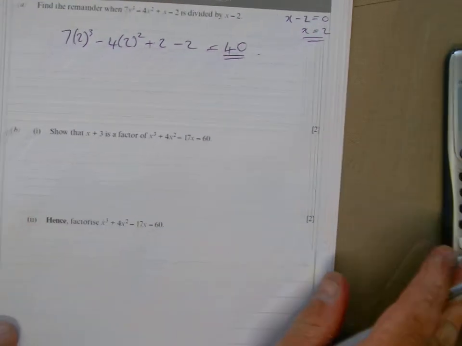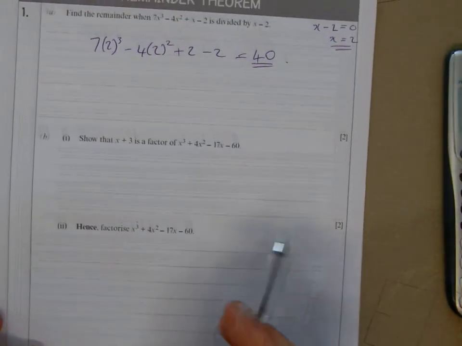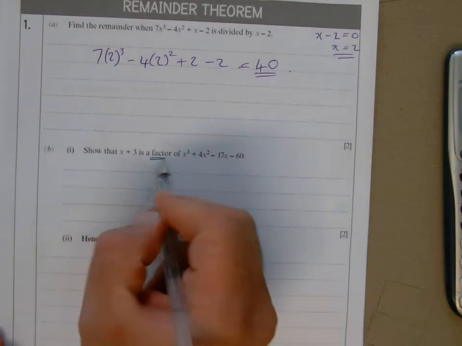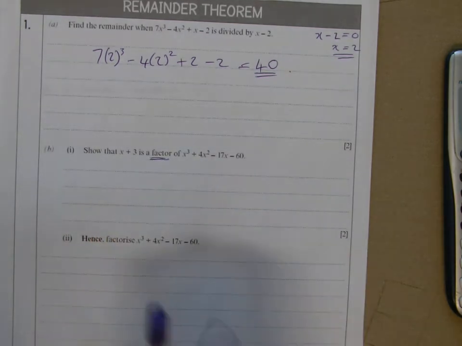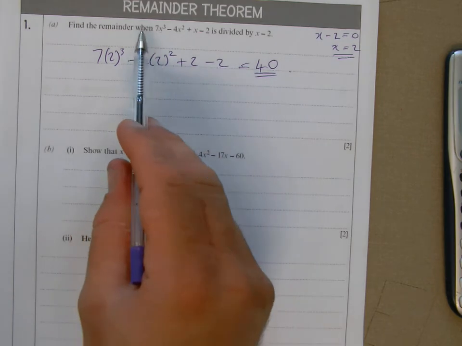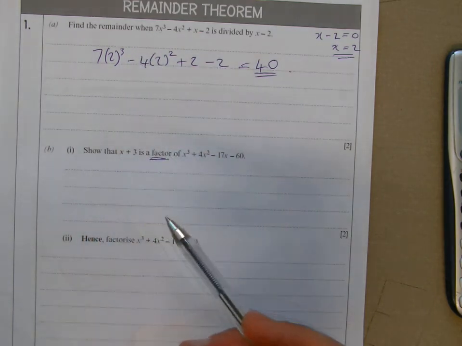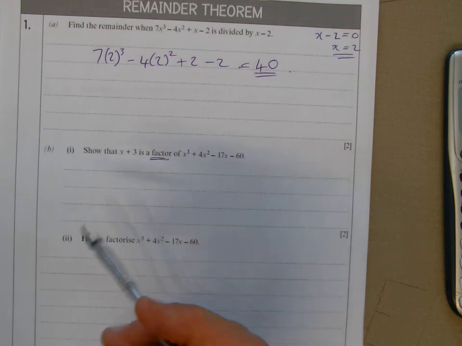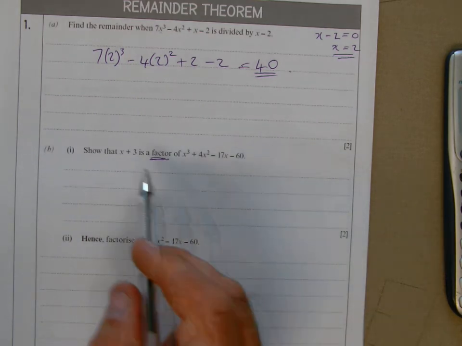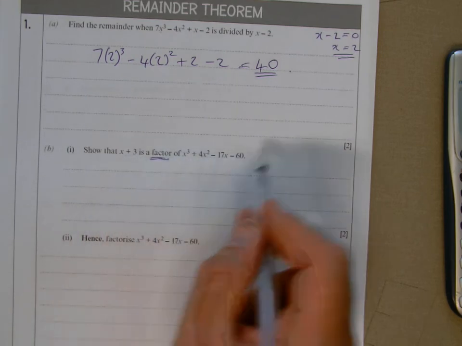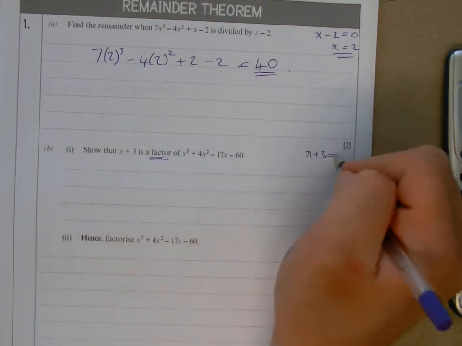Part B then, it says show that x plus 3 is a factor of this. We do exactly the same thing now. But if you think about it, if it's a factor, what are we going to expect with regards to the remainder? If it's a factor, it's going to divide into it perfectly, which means there won't be any remainder. So show that there won't be any remainder. So x plus 3 is like our solution, isn't it? Put it equal to 0.